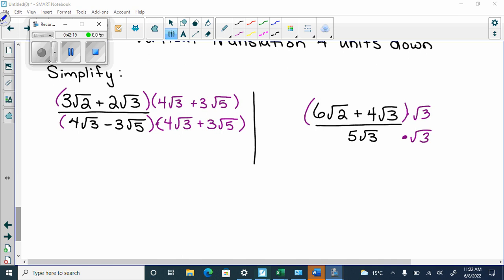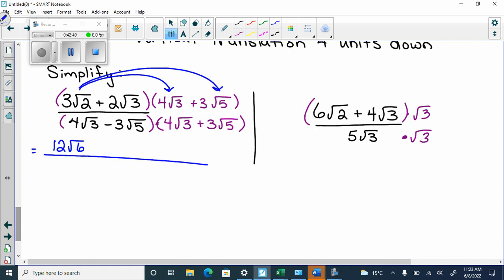So we have to FOIL the top and FOIL the bottom, and hopefully the bottom comes out with no radicals. If the bottom doesn't come out with no radicals, you messed up, because that is why we're doing what we're doing: to have no radicals in the denominator, to rationalize. Okay? So we go 3 root 2 times 4 root 3 is 12 root 6. And then 3 root 2 times 3 root 5 is 9 root 10. Then 2 root 3 times 4 root 3 is 8 times 3, which is 24. And then 2 root 3 times 3 root 5 is 6 root 15.